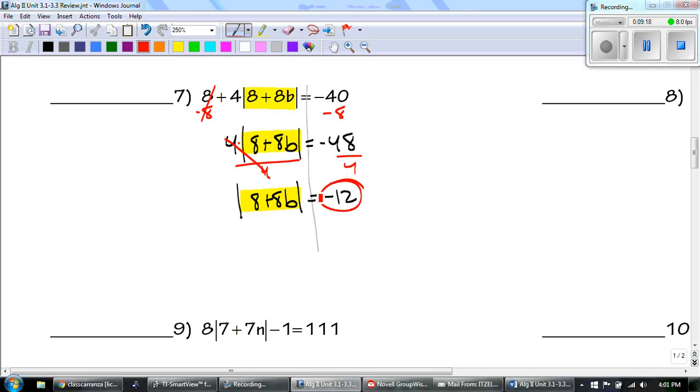So now the absolute value is by itself. It equals a negative, and that is no solution. Okay? So while it was no solution, it doesn't mean I can go right off the get-go and say negative, no solution. Sometimes it works out, sometimes it doesn't.